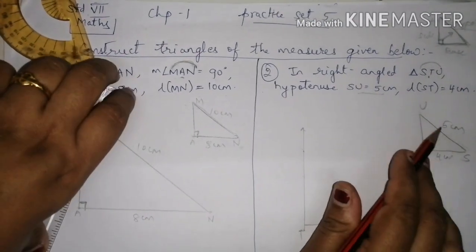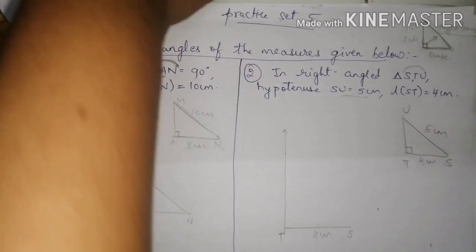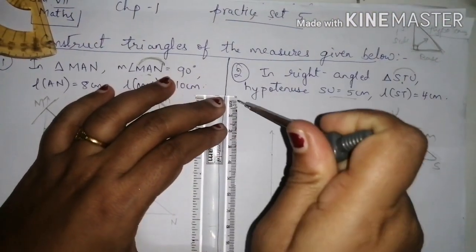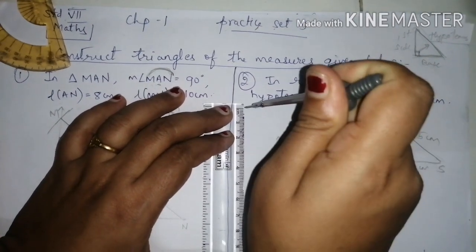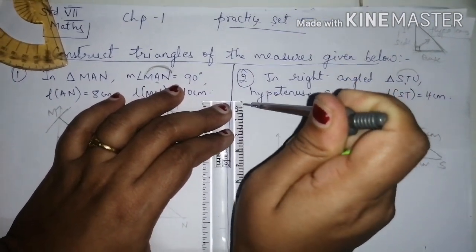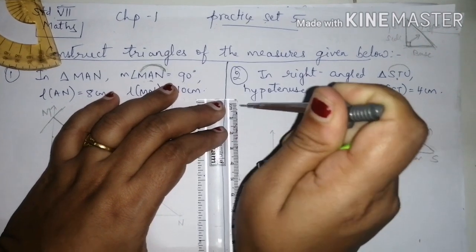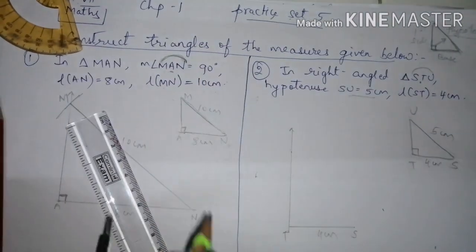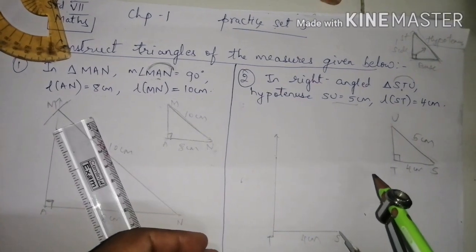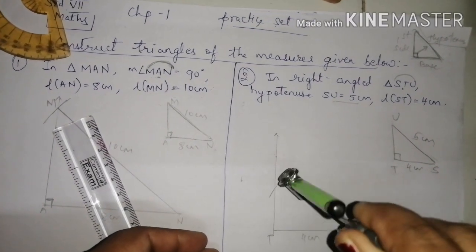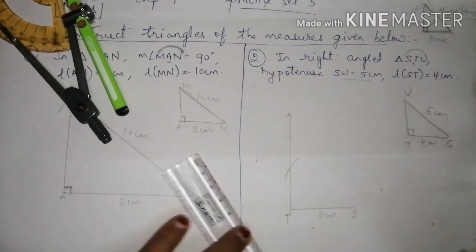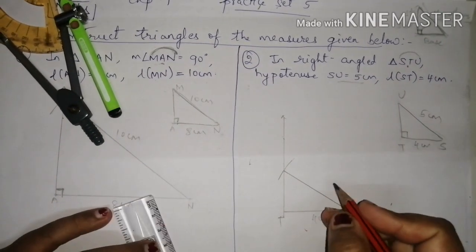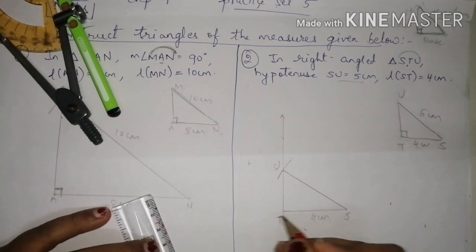Now SU, hypotenuse is how much? 5 centimeter. You have to take it in a compass with the help of a scale. 5 centimeter. So place it on S, make arc, then join it to get your hypotenuse side. So this is your required triangle STU.